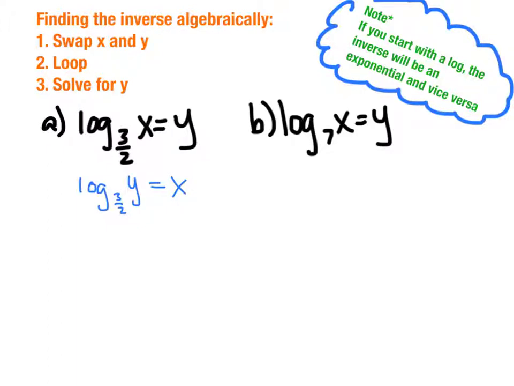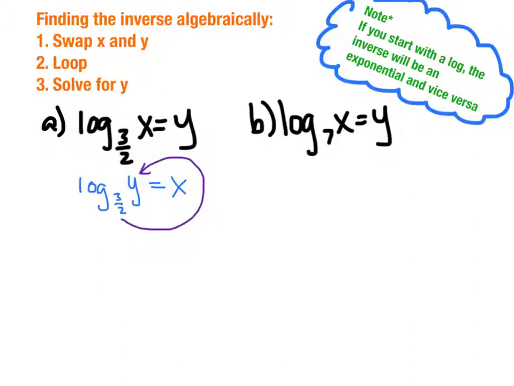Okay, the log is by itself. That's the next step, is the log by itself. So I'm ready to do the loop. What's the base of the log? 3/2. So go around the equal sign.